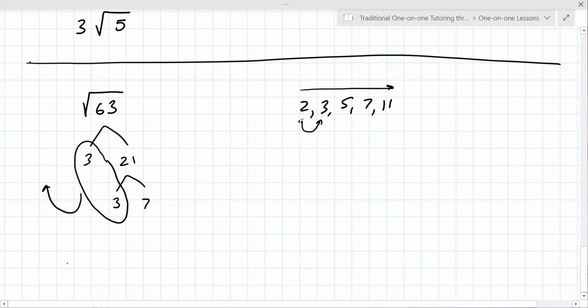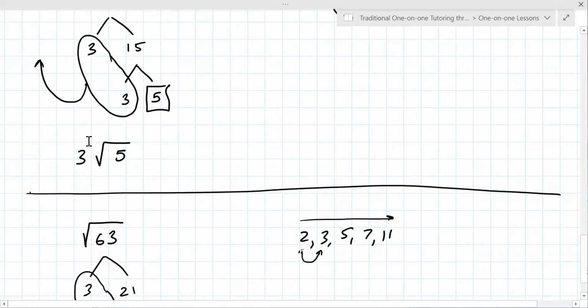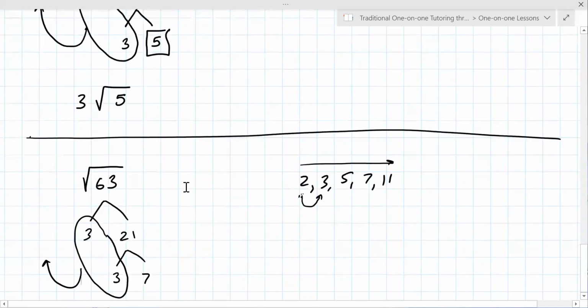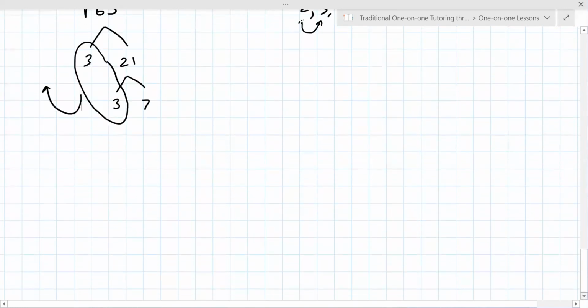Let's go back and look. What was the answer to the previous problem? So 3, 7. This is not a division symbol. This is a square root. Yes, 3 square root 7. Good. Okay.